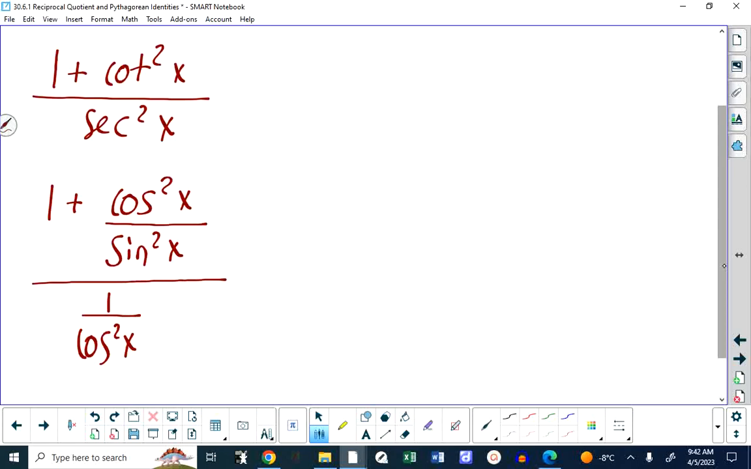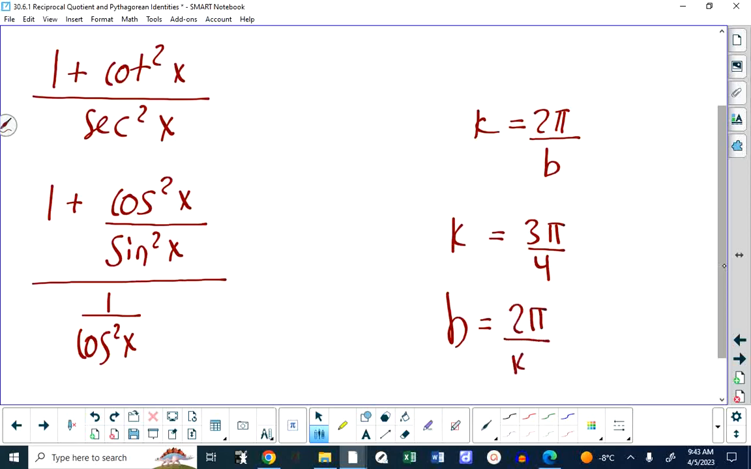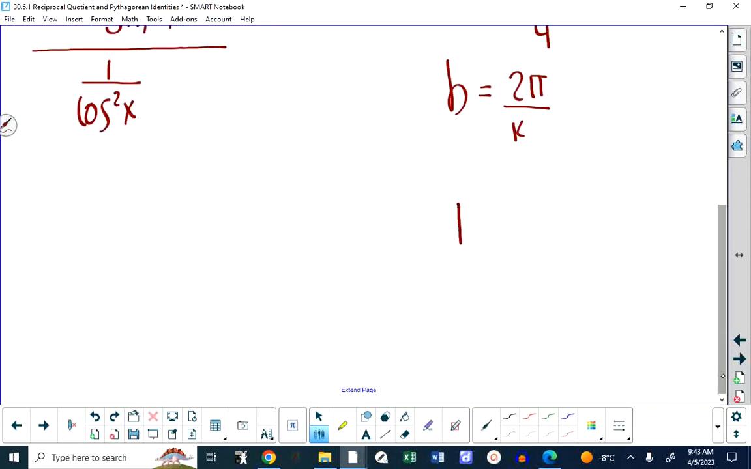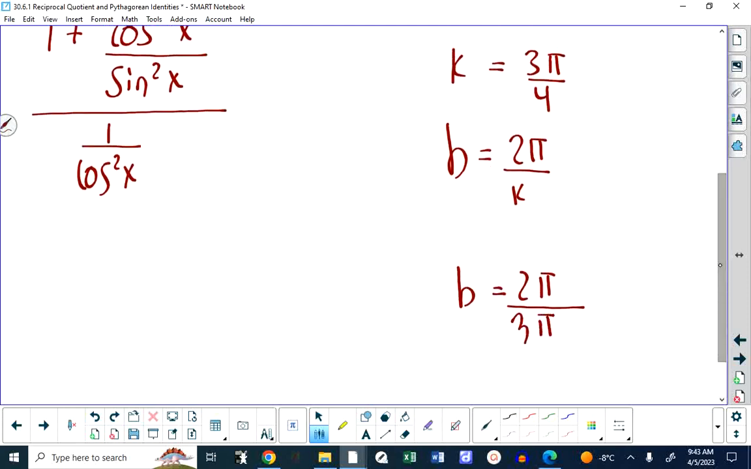Okay. Now, if you were here this morning, you're going to hear the same story that I told this morning. But I want to go back to when we were using this earlier in this unit and also in the previous unit. Let's say you had a problem where you're trying to find b, and you've determined that the period is 3 pi over 4. And the question is, what's b? Well, when you rearrange this equation, b is 2 pi over the period, which means we get b equals 2 pi over 3 pi over 4.